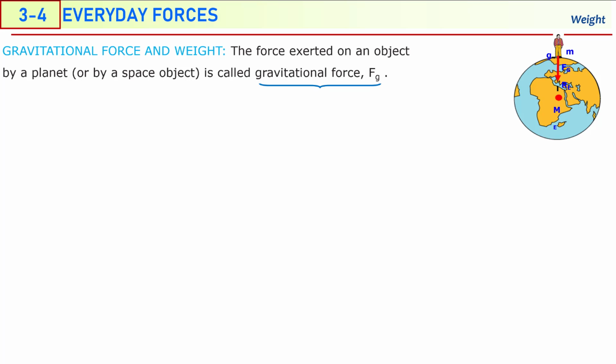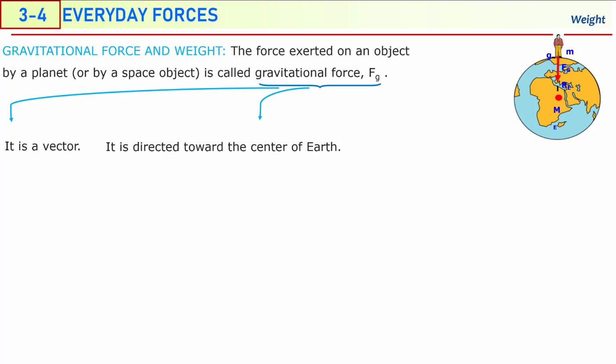So the force exerted on an object by a planet or by a space object is called gravitational force. Every object on the surface of a planet or in the influence of a planet will be attracted by that planet. This attractive force is called gravitational force and represented by Fg. This force, just like every force, is also a vector quantity, so it also has direction. The force acting on the object by a planet or by any space object, it can be a moon, it can be a star as well, will always be directed towards the center of the planet, the center of the earth.